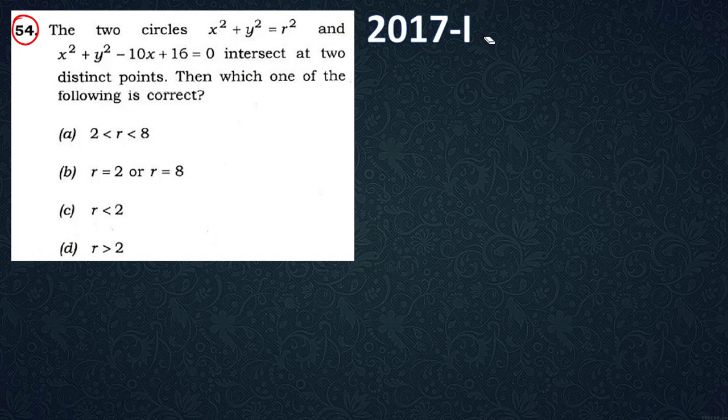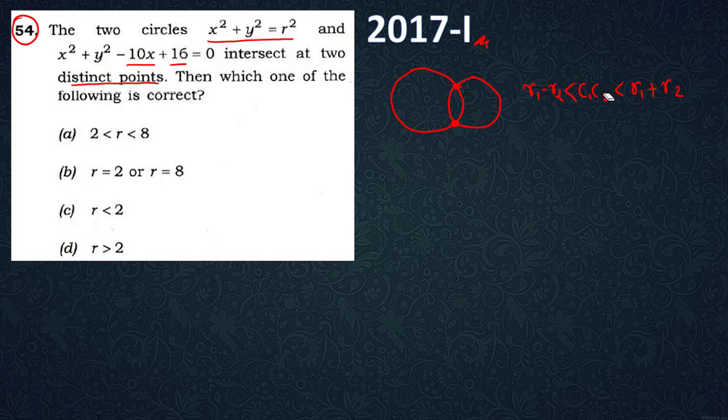So 2017 first part. The two circles x square plus y square equals to r square and x square plus y square minus 10x plus 16 equals to 0 intersect at two distinct points. Okay, ये वाला case है. And this case we have seen in detail. If these two circles are intersecting at two distinct points, then the condition is r1 minus r2 is less than c1 c2 less than r1 plus r2.